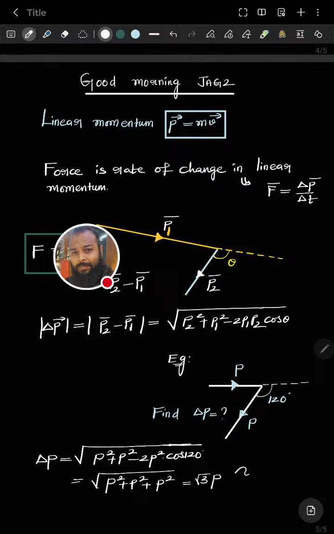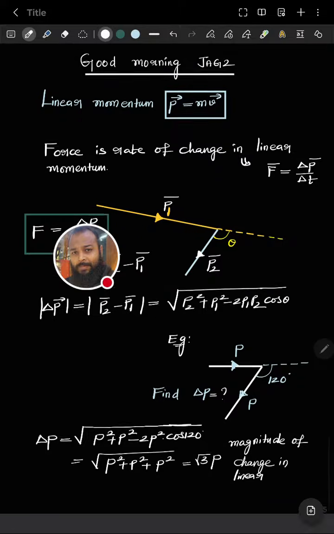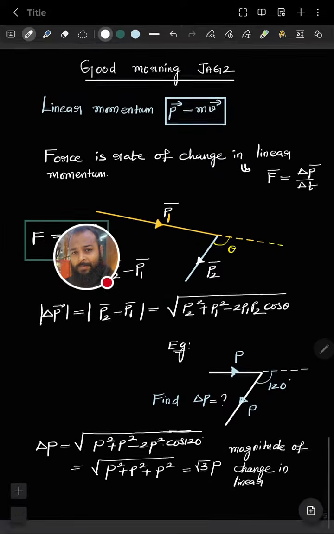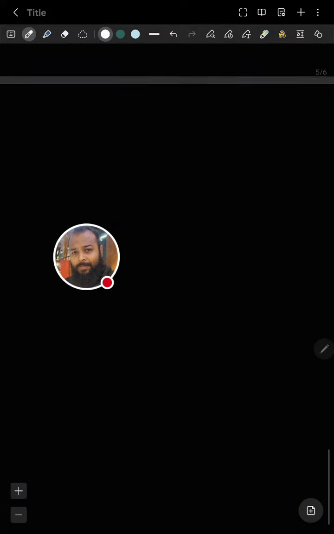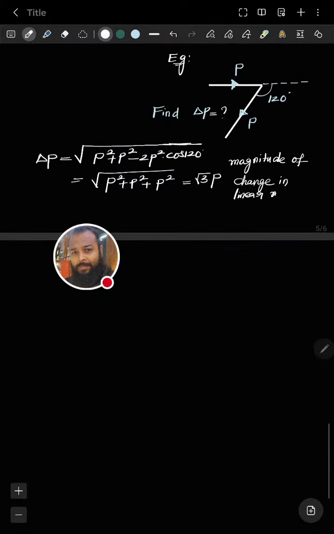So what is root 3P? Root 3P is the magnitude of change in linear momentum. Correct?